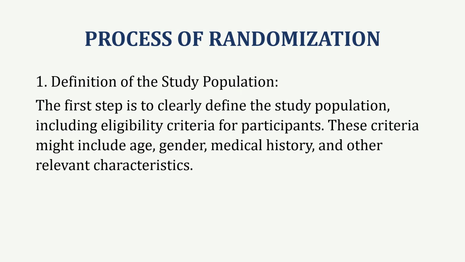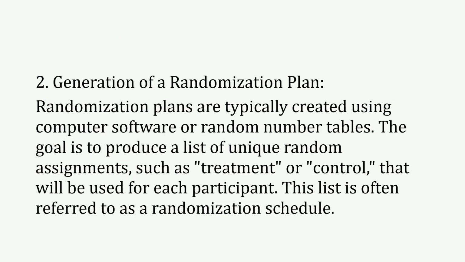Once you have defined the study population, the next step of the process is to generate a randomization plan. The randomization plan is typically created using either computer software, or you can use tables in which random numbers have been written down. The goal is to produce a list of unique random assignments, such as treatment or control, that will be used for each participant. This list is often referred to as a randomization schedule.